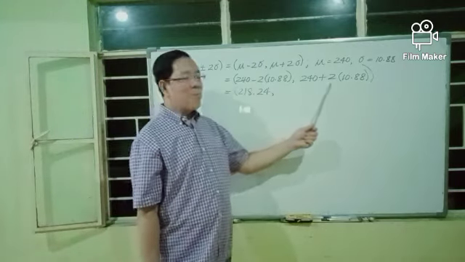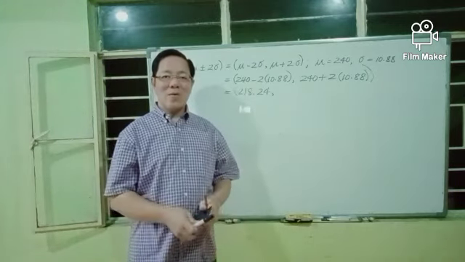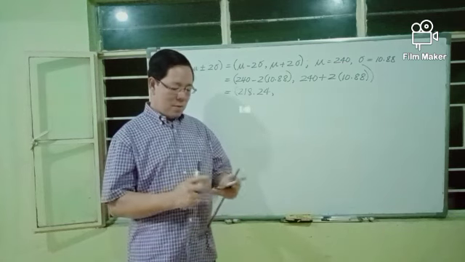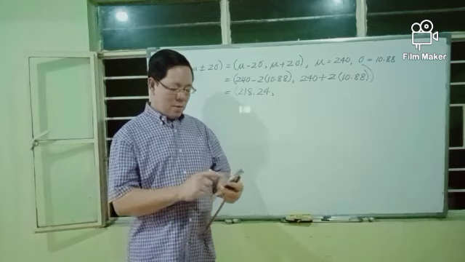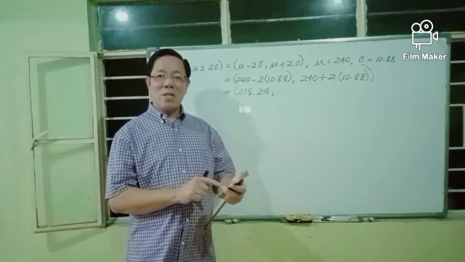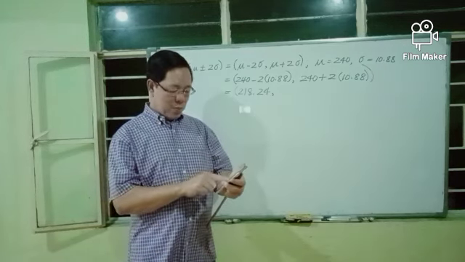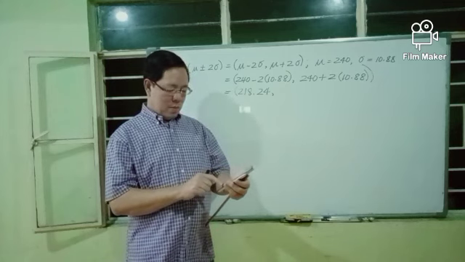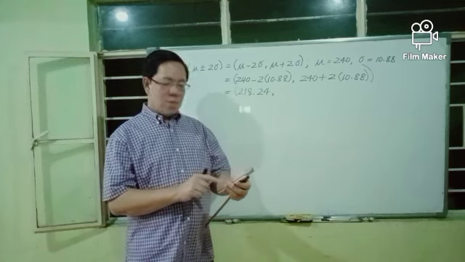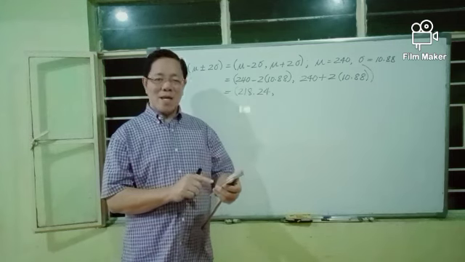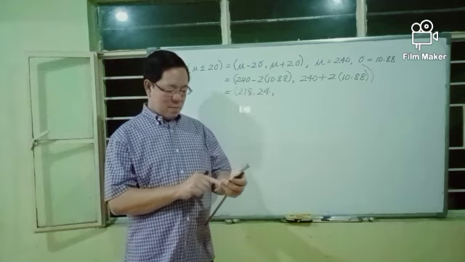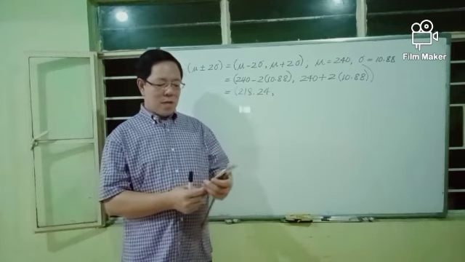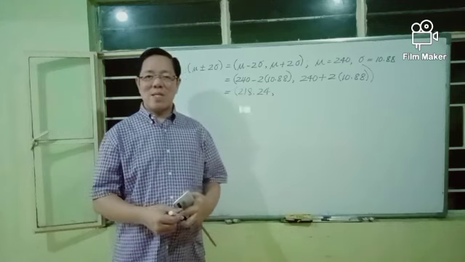We compute the upper limit using our calculator. We have 240 plus 2 multiplied by 10.88, and you should get 261.76.